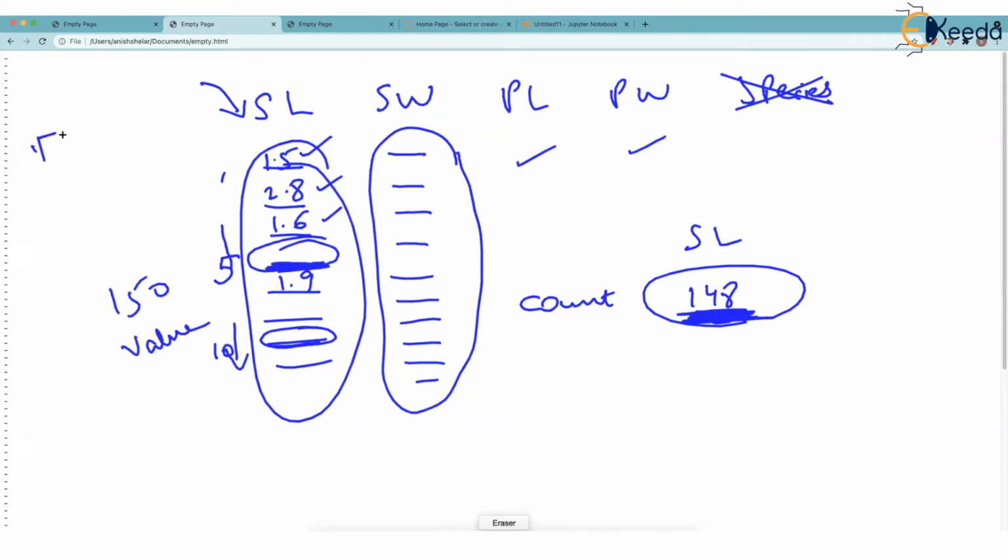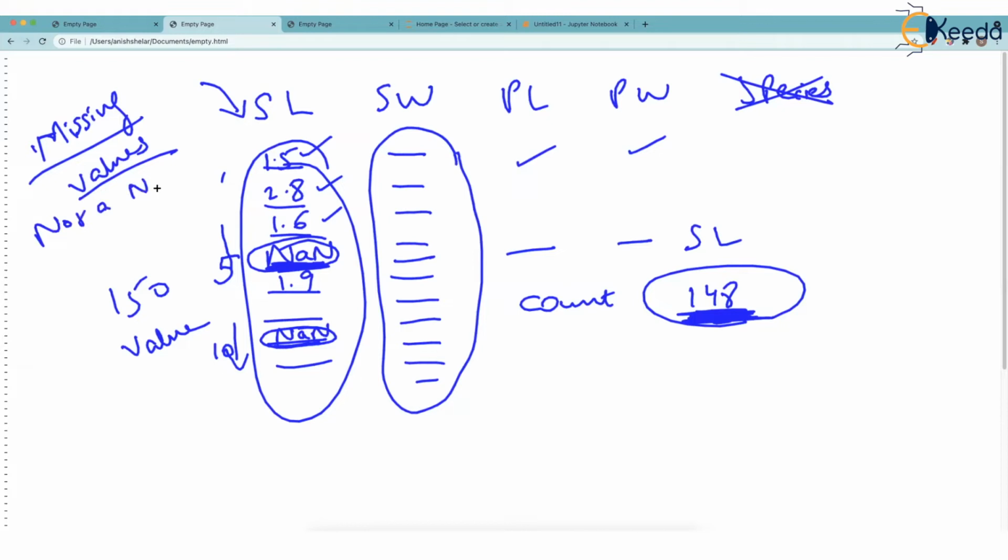Missing values are the biggest challenge for a machine learning engineer. Because if some sepal length is missing and all other values are available, then what are we going to do with this row? If sepal length is not there, we can't do correct prediction. Such values are many times called NaN, not a number. These are called NaN, not a number.